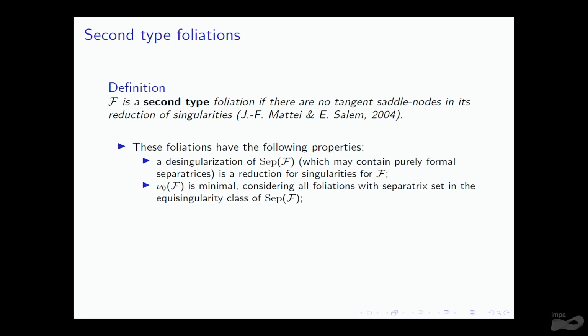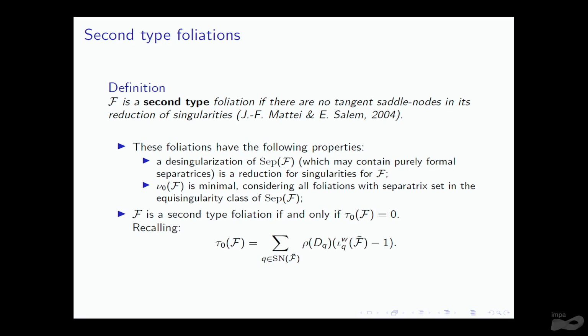These foliations minimize the order, or the algebraic multiplicity, considering all foliations with separatrix set in the same equisingularity class of the separatrix set of F. So generalized curve foliations minimize the Milnor number. Second type foliations minimize the order. And they can be identified by this invariant I have just introduced, this tau, this tangency excess. F is a second type foliation if and only if tau is 0. It's by definition. Tau is 0 if and only if there are no tangent saddle nodes, I mean.